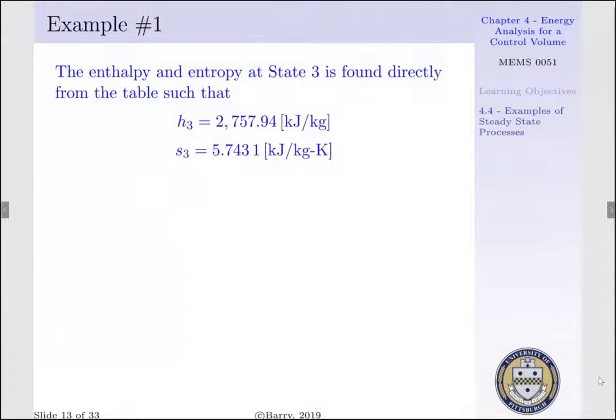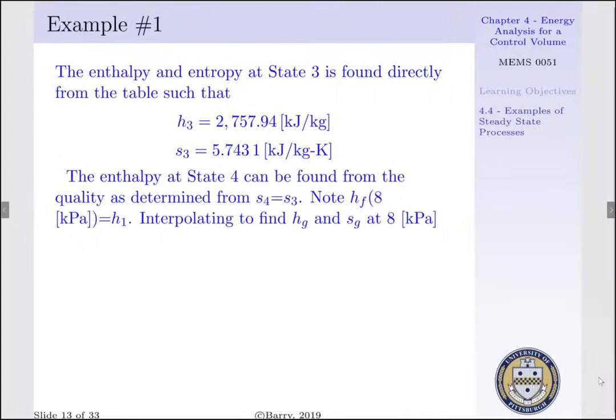The enthalpy at state 3 is found directly from the table. We are given a pressure and a quality. Thus, h3 is equal to our saturated vapor enthalpy taken at 8,000 kPa, or 2,757.94 kJ per kg. Our specific entropy at state 3 is found as our saturated vapor specific entropy taken at 8,000 kPa, which is 5.7431 kJ per kg K.